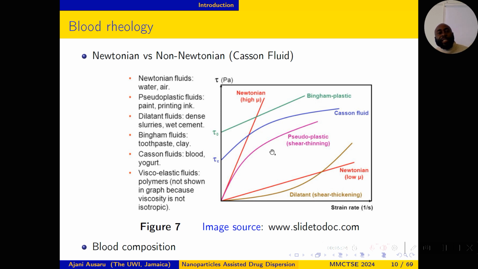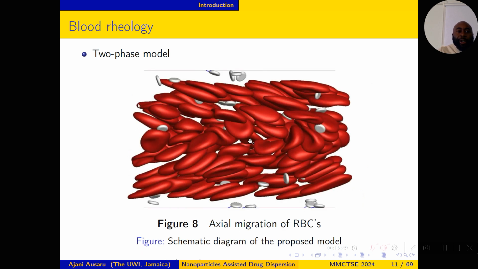And in terms of our blood rheology, as you know, blood is made up of white blood cells, red blood cells, platelets, and so on. And blood as a fluid is modeled as a non-Newtonian fluid. In other words, it doesn't follow Newton's law of viscosity. And as such, in terms of modeling, a Casson fluid is seen in the literature as the best model that describes how blood actually flows. And so we will be modeling it as a Casson fluid.